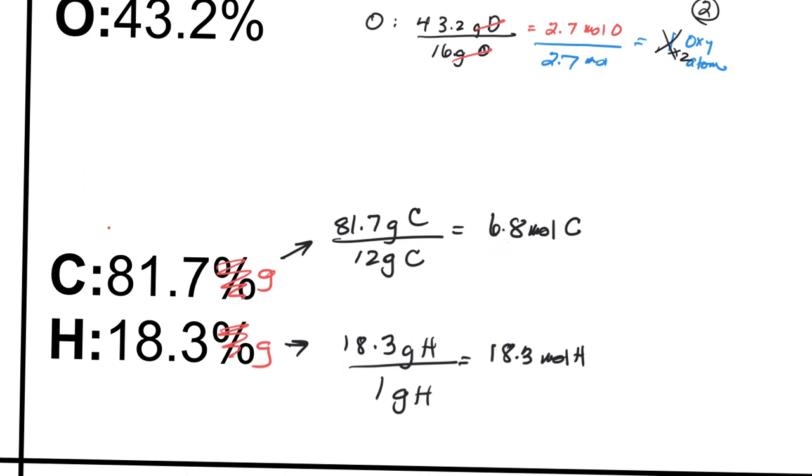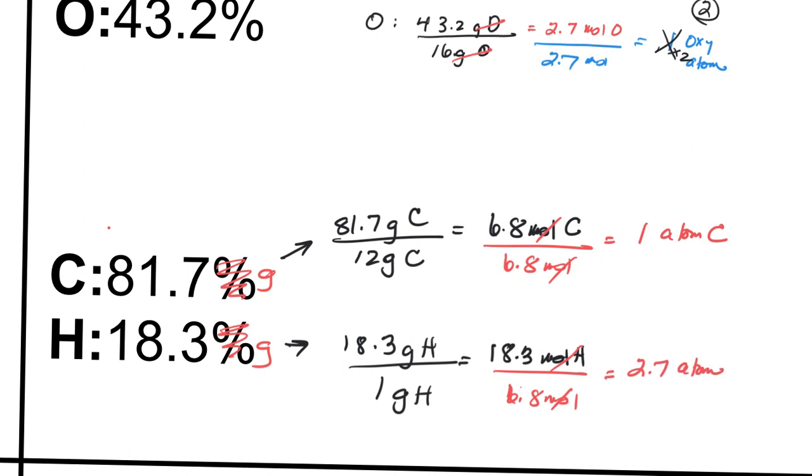So I'll do that in red here. I'm going to divide the top number, 6.8 moles, and use that same number to divide 18.3. Here the unit of moles cancel, and so that'll give me a number. That number in each of these cases, in the top case, it'll give me the following. So that'll give you one atom of carbon in the formula, and over here when we do the other one, that'll be 2.7 atoms of hydrogen.